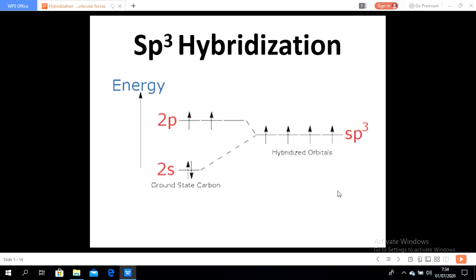Next, in hybridization there are three: one, sp3, second sp2, and the last is sp. sp3 occurs with a single bond. This is the ground state of carbon. Ground state is the standard, based on the energy level that we use for the electronic configuration. So the electronic configuration of carbon is 1s2, 2s2, 2p2.